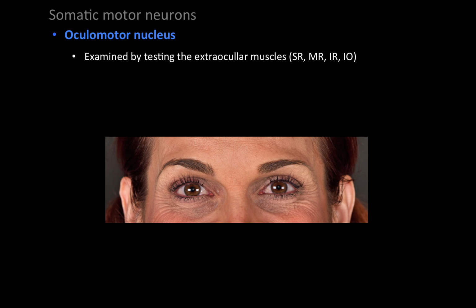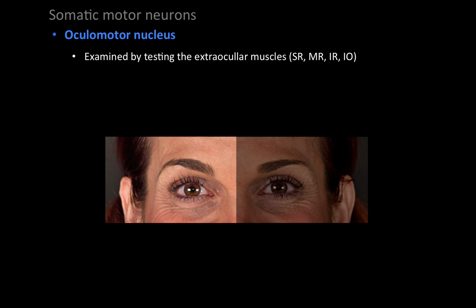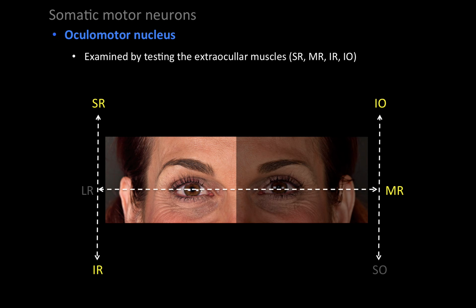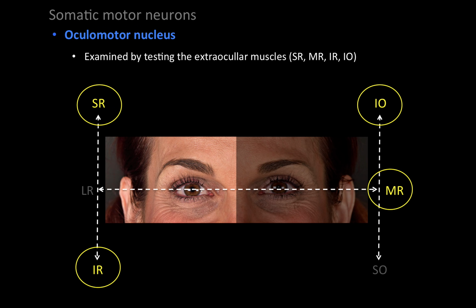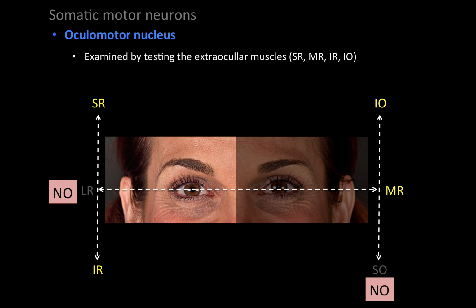Now, how do we examine or test the oculomotor nucleus? This is accomplished by examining the extraocular muscles: superior rectus, medial rectus, inferior rectus, and inferior oblique. How do we test that? We take a look at a patient, look at one eye, and do the H pattern. With this H pattern, we can test these muscles: superior rectus, inferior oblique, and medial rectus. Another way of determining how well the oculomotor nucleus is functioning is to look at the muscles it doesn't innervate, like the lateral rectus and the superior oblique. Lateral rectus abducts the eye, and superior oblique helps your eye to depress.